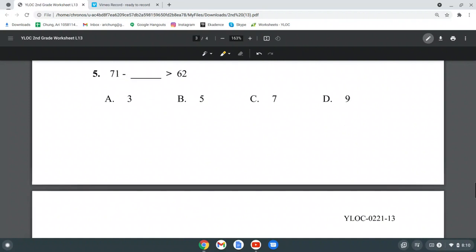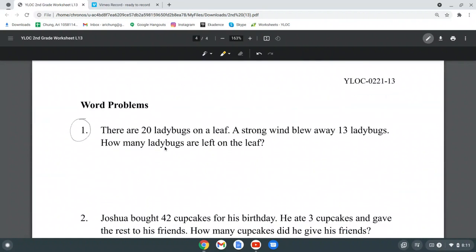Let's go to the next page, and here we have word problems. There are 20 ladybugs on a leaf. A strong wind blew away 13 ladybugs. How many ladybugs are left on the leaf? Since you want to know how many are left, and the strong wind blew away 13 ladybugs, we'll be subtracting 20, which is how many there were, by the number of ladybugs that blew away, 13. So we'll be subtracting 20 and 13.